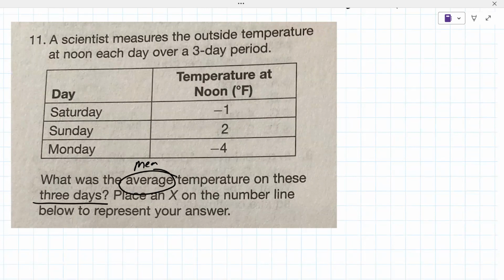You'd add them all together and divide by the number of numbers? 2 divided by 3... -1. You got it. All right, we're going to go ahead and stop here for today.